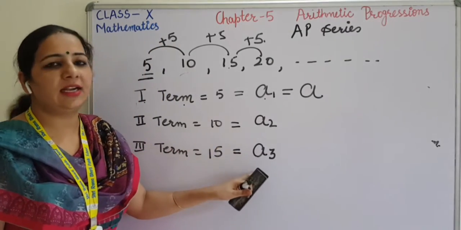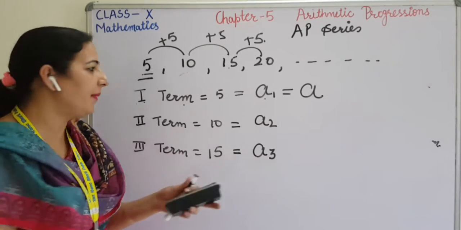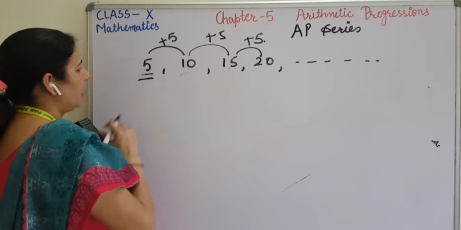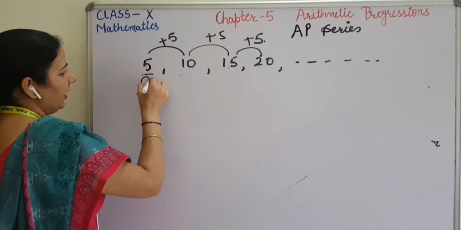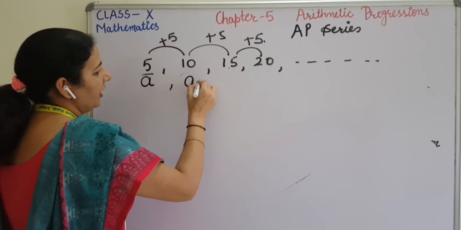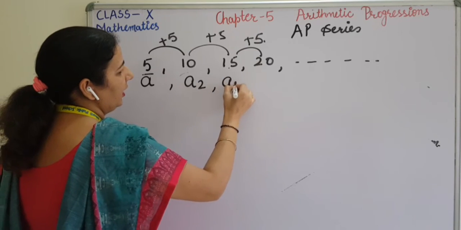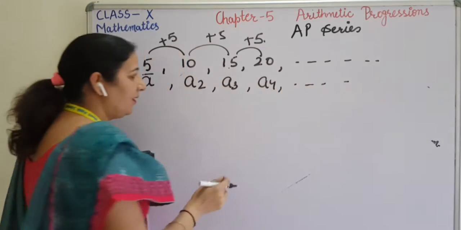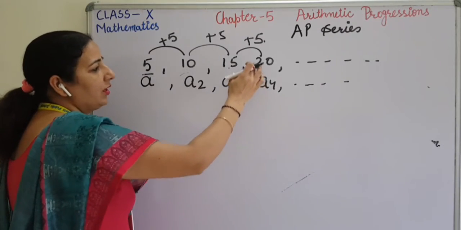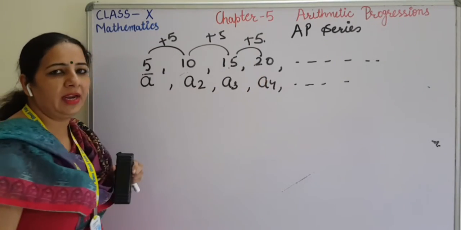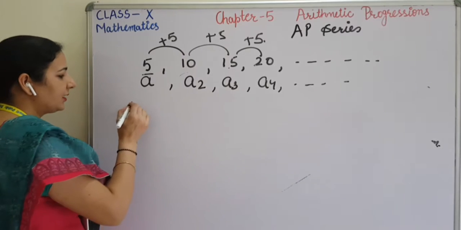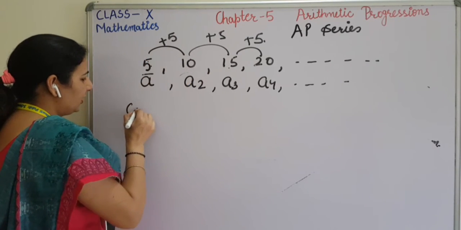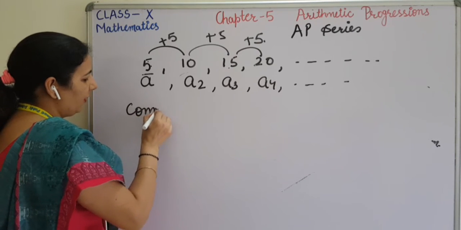A2 means second term, A3 means third term, and so on. So, what we have observed from here, this one is A, and this one is A2, then A3, then A4, and so on. So, if anyone will ask about A4, then we can say that A4 will be 20. The next is the difference between these two terms.